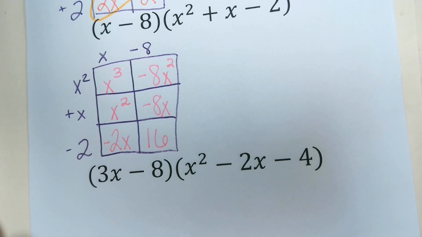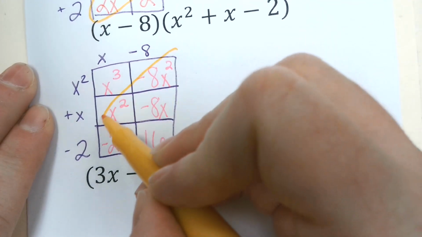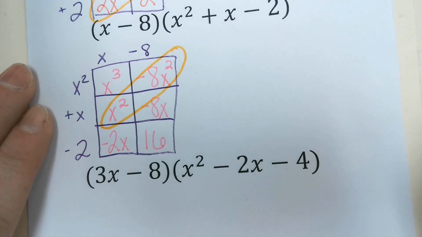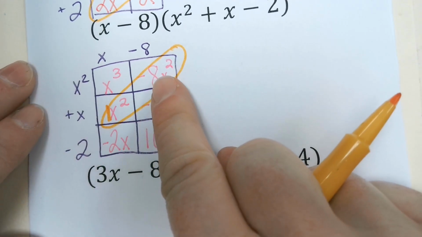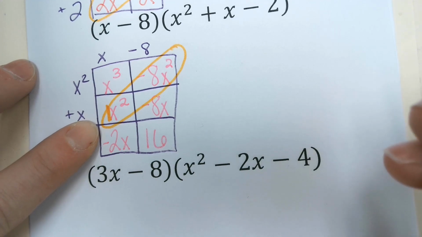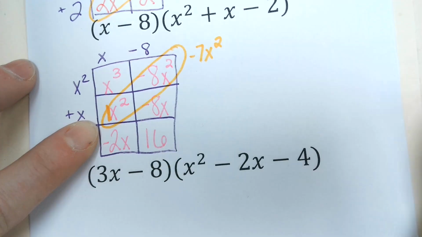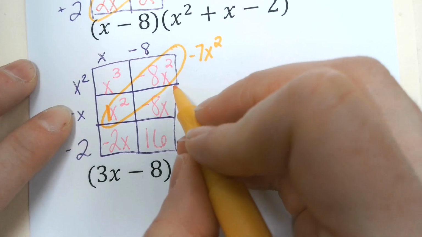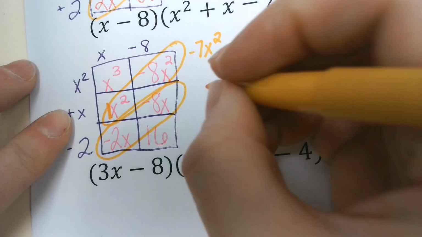Then you look for your like terms before you write your final answer. x squared and x squared. Oh, and this should be a 1, right? So negative 8x squared plus 1x. So negative 8 plus 1, negative 7. Negative 8x minus 2x, negative 10x.